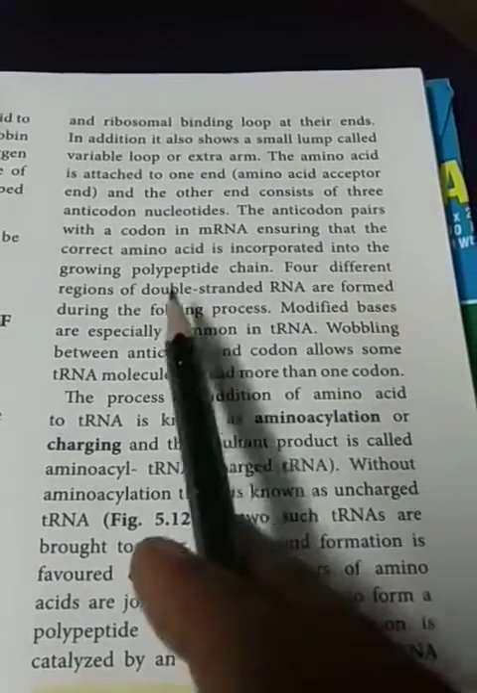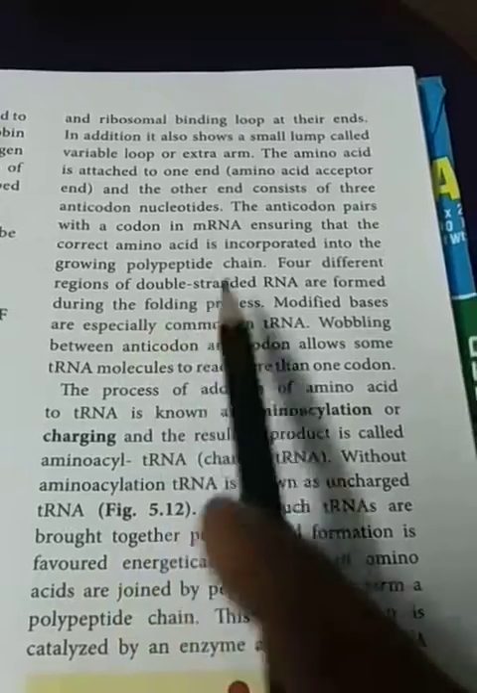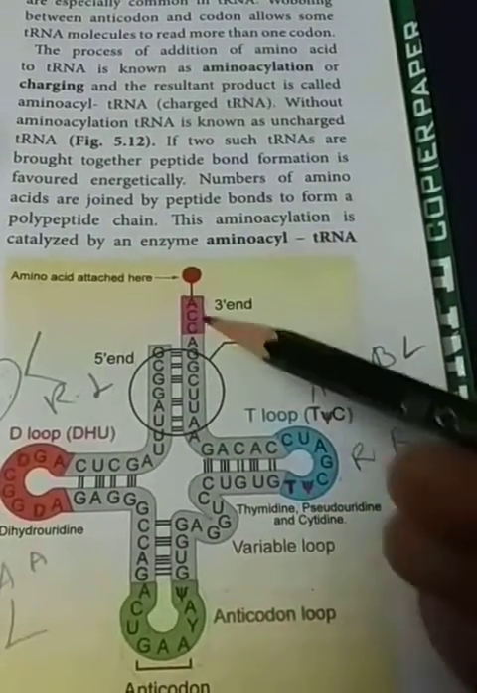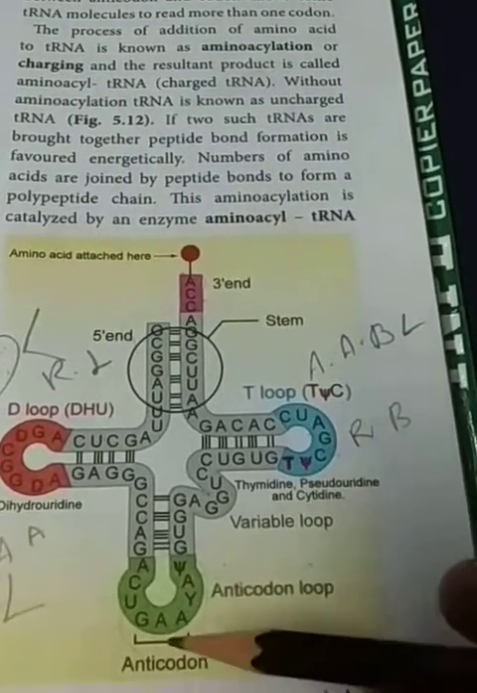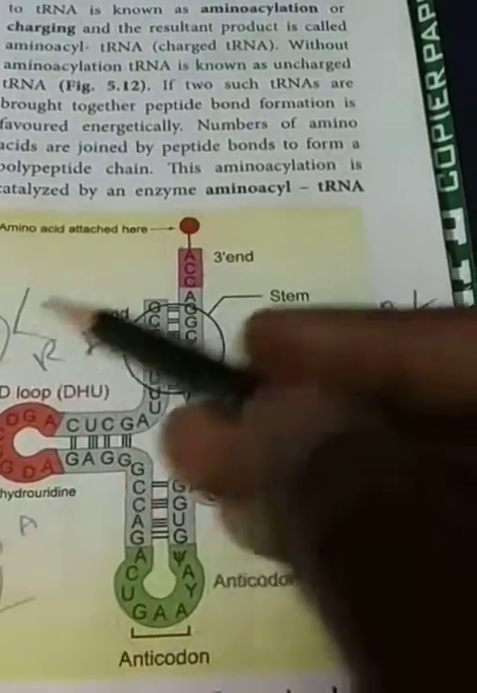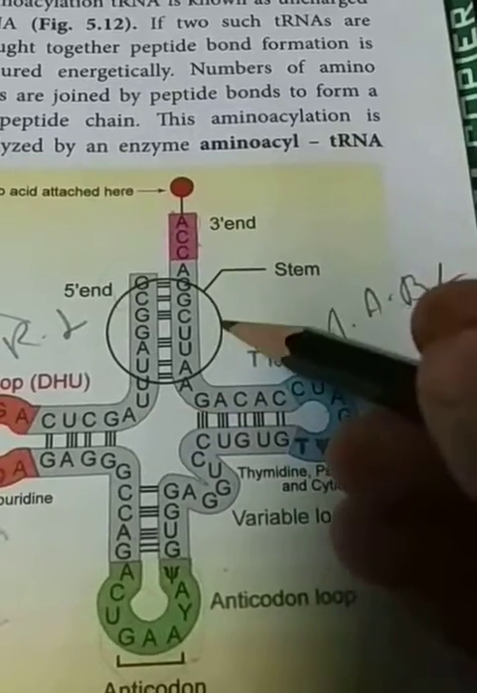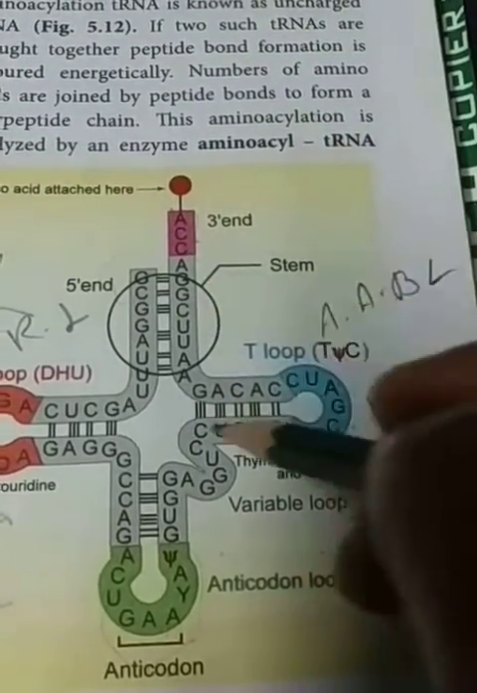Four different regions of double stranded RNA are formed during the folding process. So it produces four different regions: the amino acid acceptor end, the T loop, the anticodon loop, the D loop, and the variable loop.